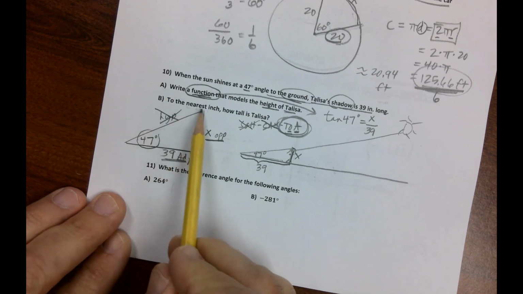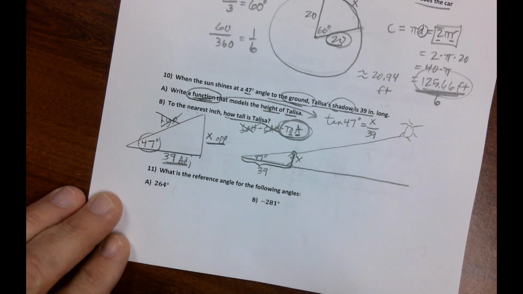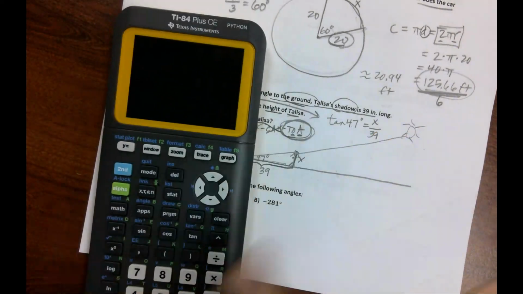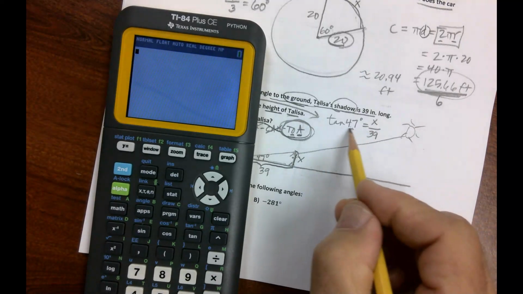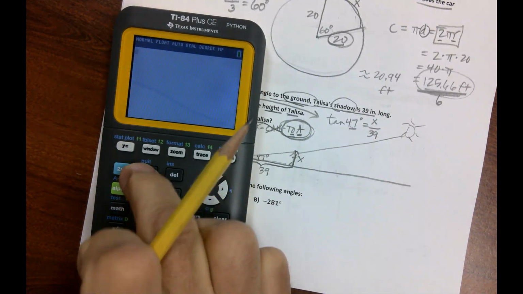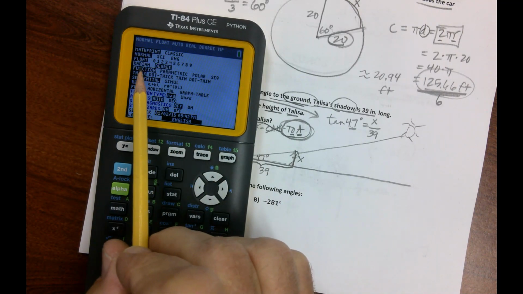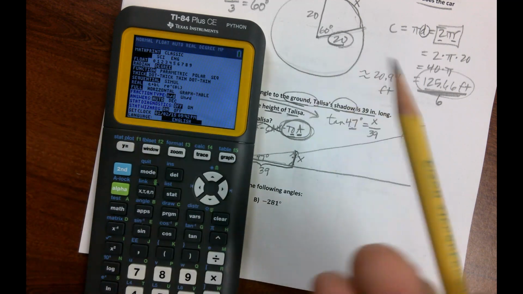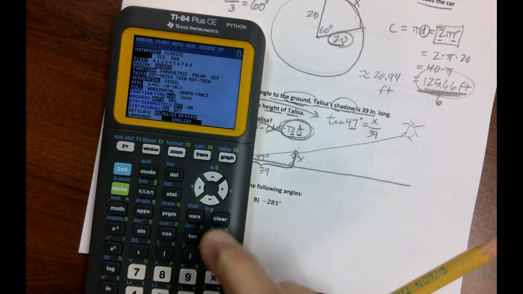To the nearest inch, how tall is Talisa? That's saying, solve this. Well, that's where our calculator comes in handy. Now, one of the things we have to remember is this is 47 degrees, so we better check our mode, make sure we're in degree mode. So if you're in radian mode, your calculator is going to really mess you up, and you're not going to know that it's messing you up. So make sure to change it to degree if you need to, but we're all set here.